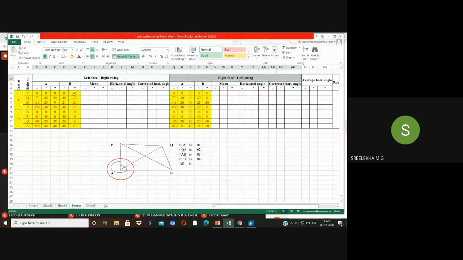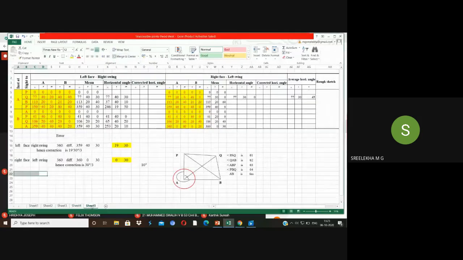Okay, whatever be the angles that you have entered, you have to find out the mean value here. Just imagine whatever be the angle you are getting. I have computed these values here. Can you see? The mean values, whatever you have calculated here, that is written here.